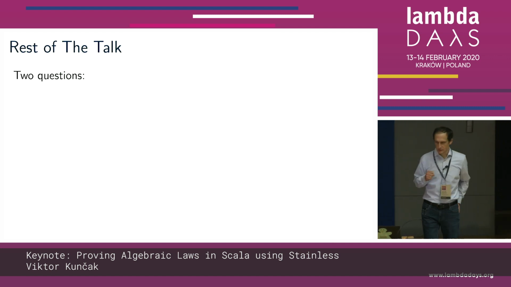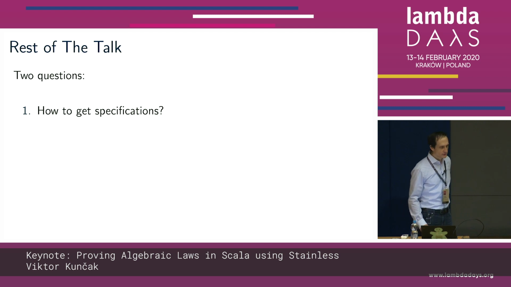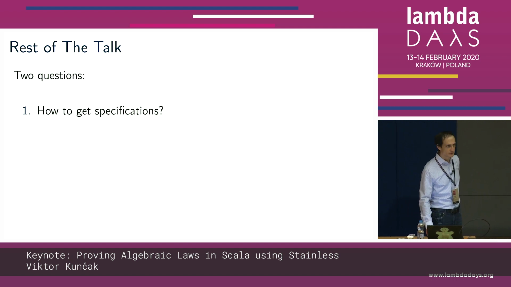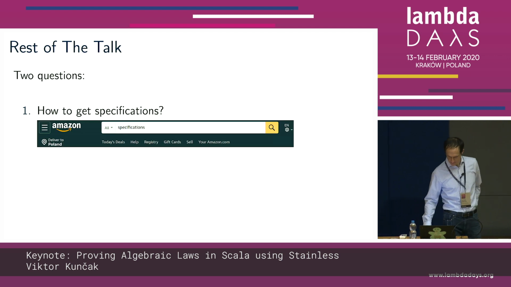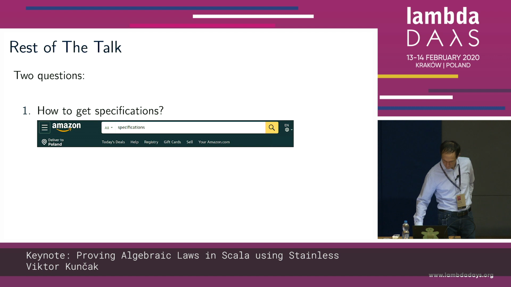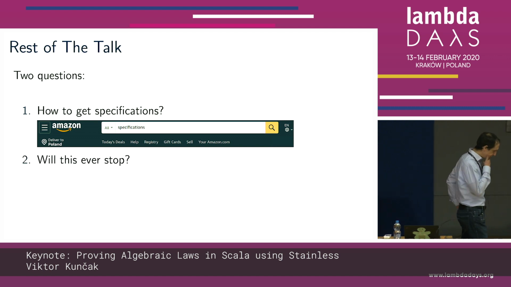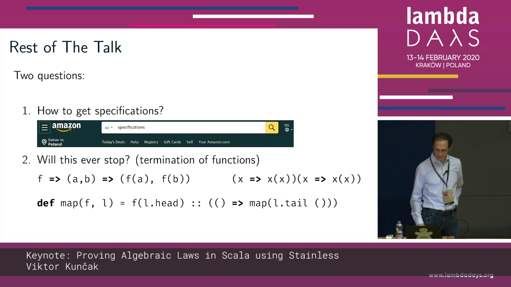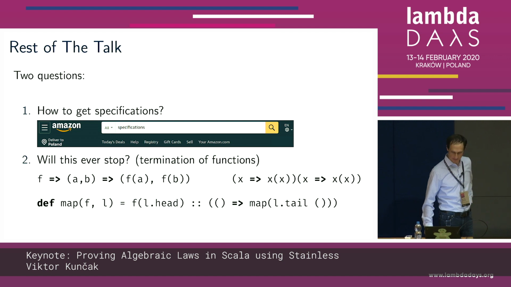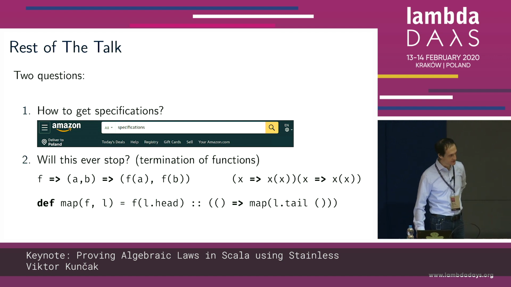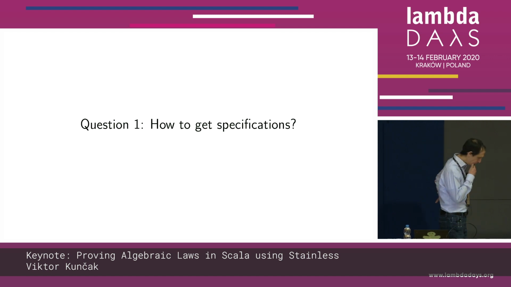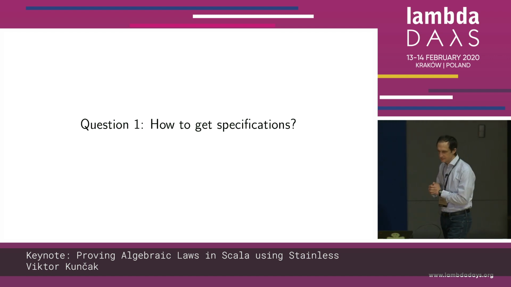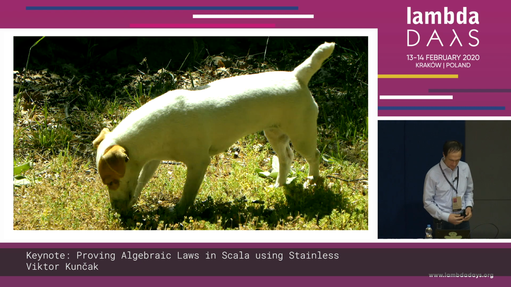So in the rest of the talk, I'll try to highlight two aspects of working with such a formal verification tool. One is how to get specifications. And it doesn't really work to order some and deliver them to your home. And the other one is about termination. Okay, so we have higher order functions here. And it turns out that even defining what I want in terms of termination is an interesting question. Okay, so let me discuss first where we might find specifications.